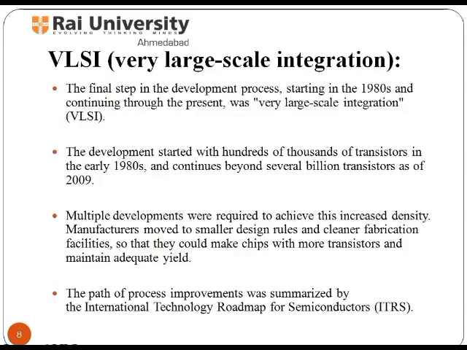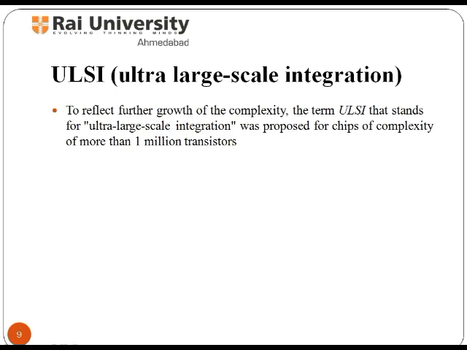Now moving on further, you will come to know about VLSI and ULSI. The structure of VLSI, that is very large scale integration design, is a modular methodology for saving microchip area by minimizing the interconnect fabric's area. This is obtained by repetitive arrangement of rectangular macro blocks which can be interconnected using wiring by abutment. An example is partitioning the layout of an adder into a row of equal bit slice cells. Manufacturers moved to smaller design rules and cleaner fabrication facilities so that they could make chips with more transistors.